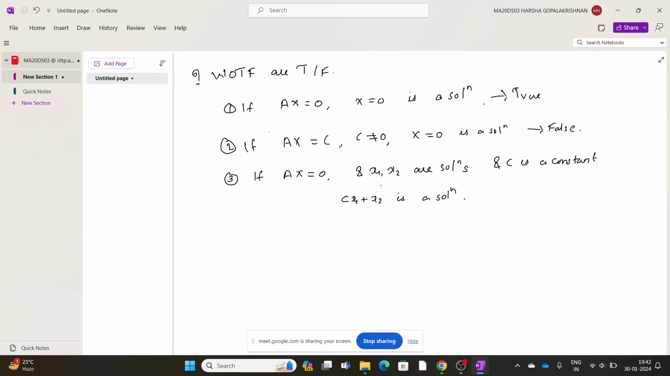How will we check whether it is a solution or not? We can substitute in the given equation. If it satisfies the equation, it is a solution, otherwise it is not. That is what happened in the second case, it does not satisfy. What about this one?